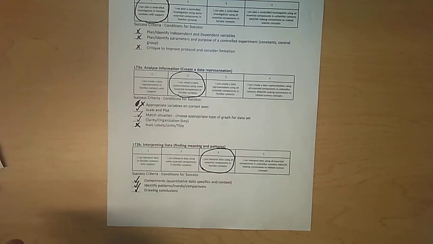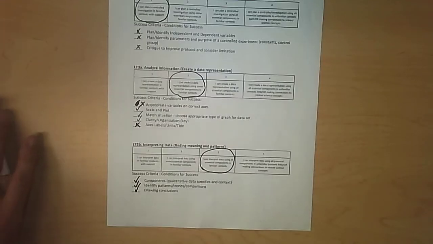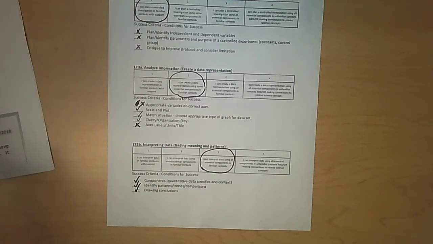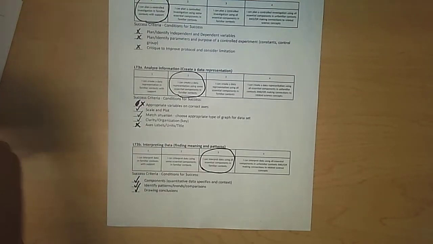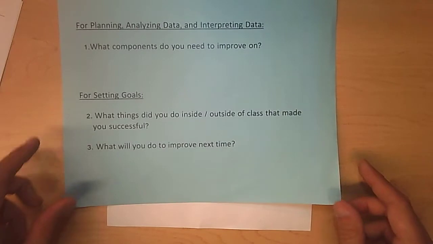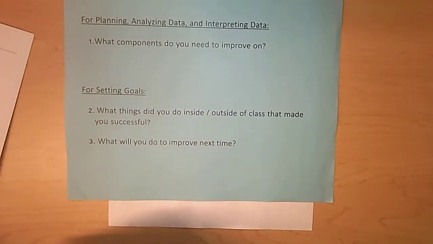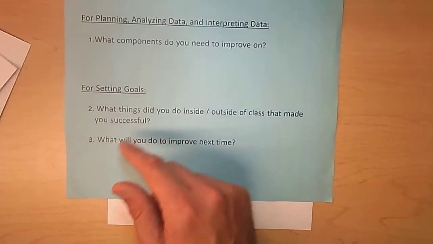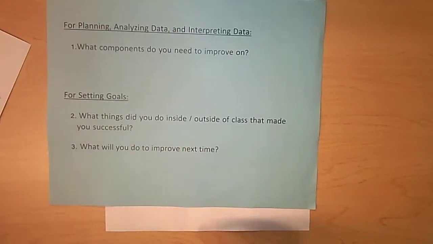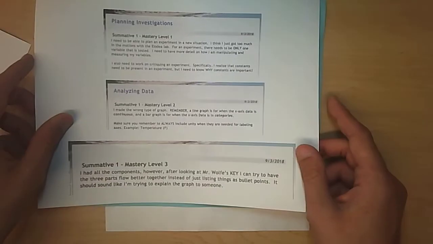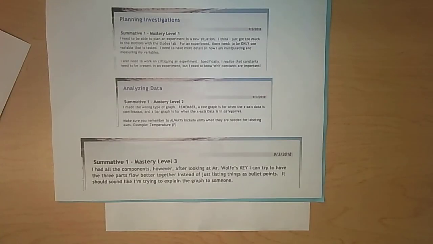So what you'll do is you'll go to your website, and on the 3 practices that we did on this test, you're going to write a little reflection. On everyone's desk, there should be this blue sheet right here that has these questions. So for planning, analyzing data, interpreting data, what components do you need to improve on? Using that question as the template, here are some examples from my site.